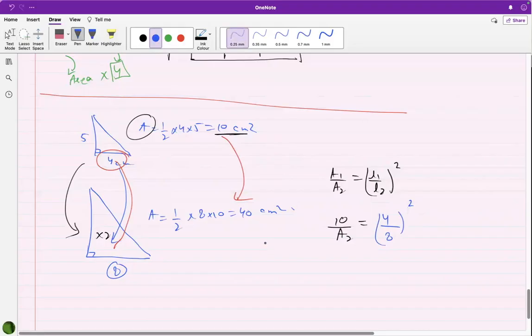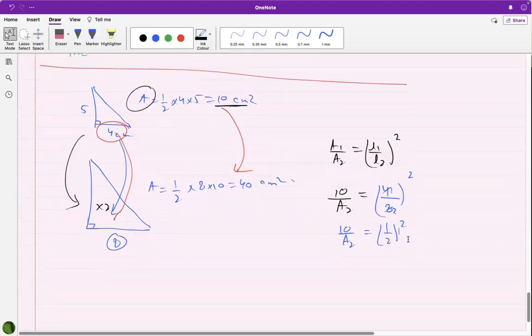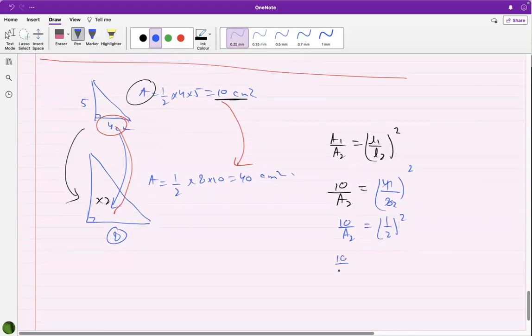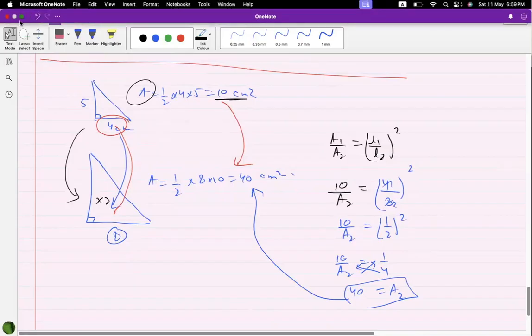I'm just plugging in the missing values. Any confusion till now? No. Now we work out: this is 8 over area of second triangle, and working this out makes it 1 by 2 whole squared. Next step, 10 by second area is 1 by 4, cross multiply. 10 into 4 is 40, and on the other side, 8 into 2. So this is how we solve for areas.